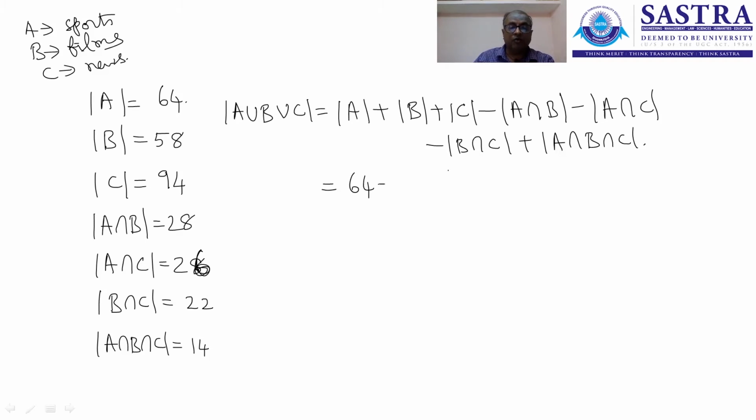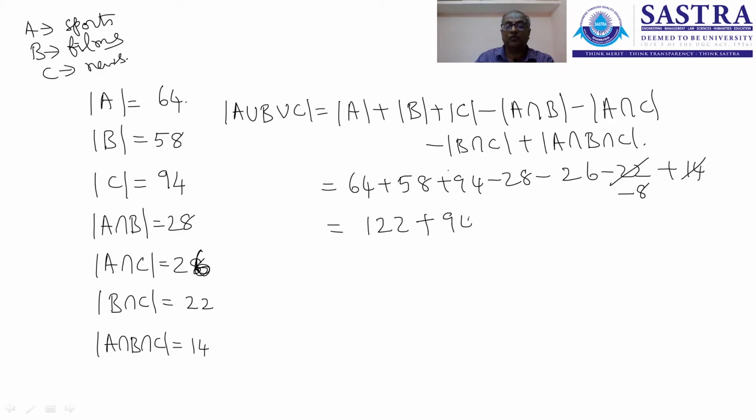So I will have 64 plus 58 plus 94 minus 28 minus 26 minus 22 plus 14. Now when I strike this out, I will have minus 8 here. So this would give you 72, 122 plus 94 minus 40, 34, 54 minus 8, 62. So when I calculate this, 60 plus 94, this would be 154.